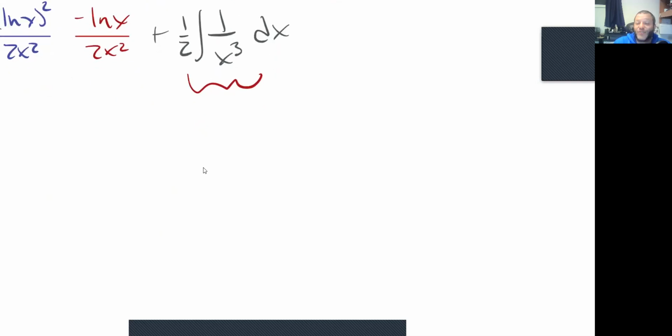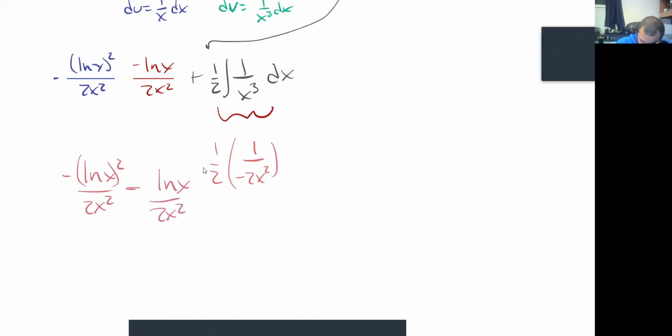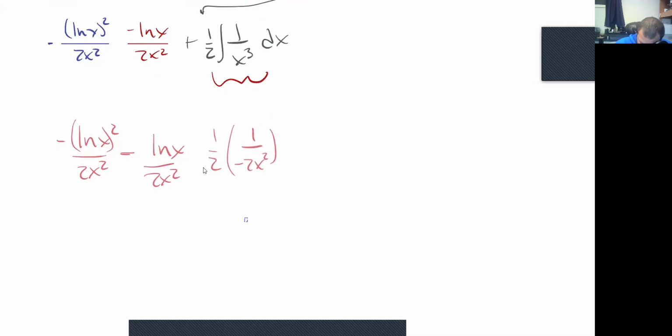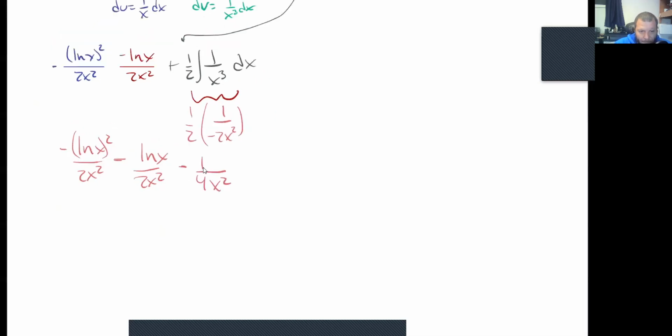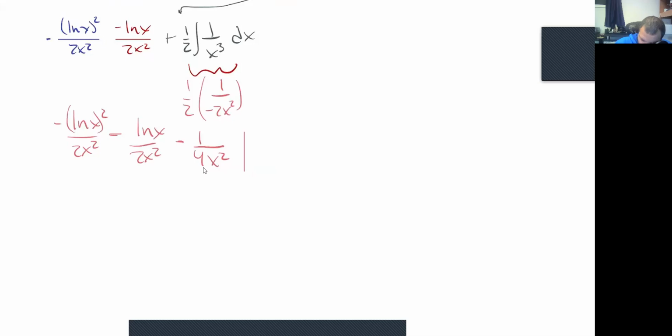So we're going to take the antiderivative of 1 over x cubed, and we're going to end up with 1 over negative 2x squared times that 1/2. We have a minus natural log of x squared over 2x squared minus natural log of x over 2x squared. And when I simplify this thing, we're going to end up with minus 1/4 x squared. Right now, let's not forget this was a definite integral. So we're going to evaluate this thing between 2 and 1.